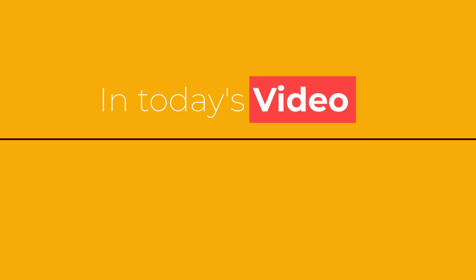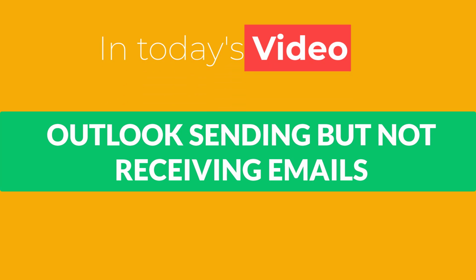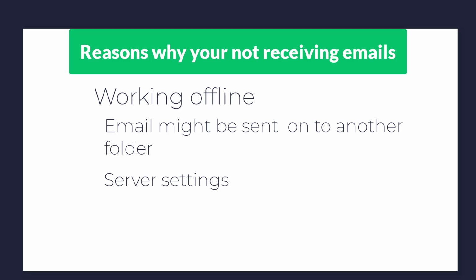I'm John. Today's video attempts to answer a very common question: Outlook sending but not receiving emails. These are some of the reasons that might be hindering you from receiving emails. In this video, I'll attempt to explain all of them, and I hope one definitely solves your problem. The reasons are: 1. You're working offline. 2. Emails may be sent to another folder. And 3. Your server settings.